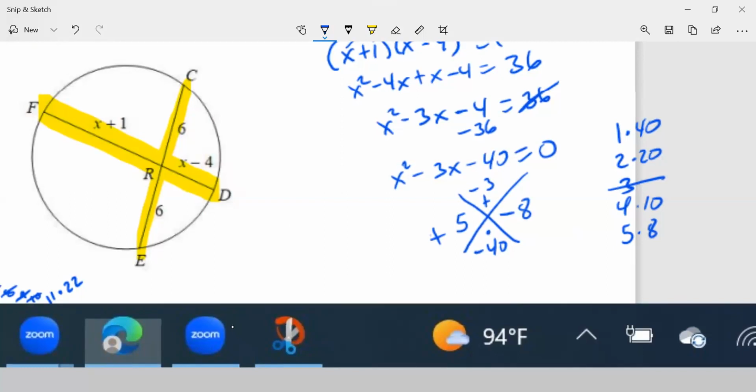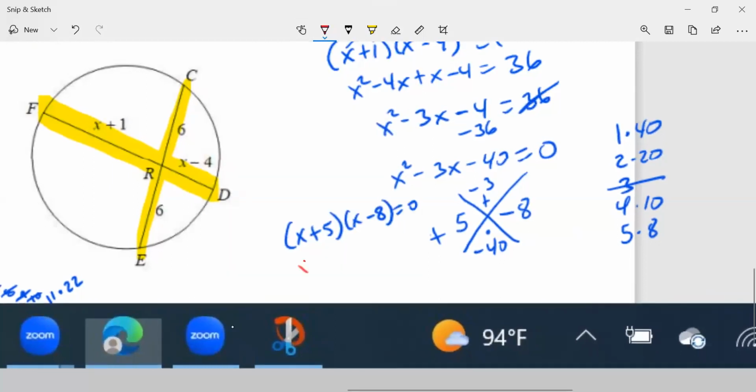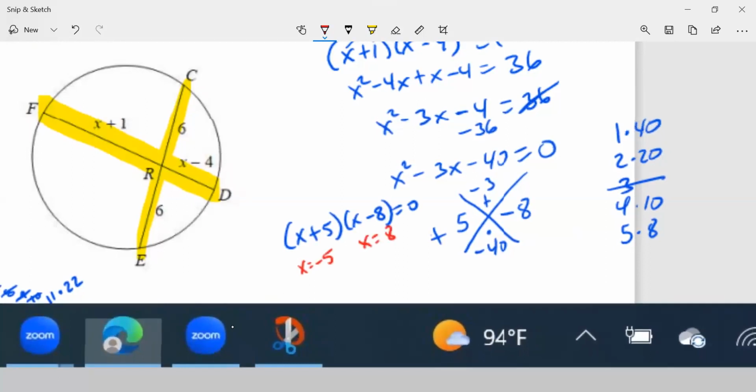So this breaks down to x plus 5, x minus 8 is equal to 0. So the values of x that will make that equal to 0, I'm going to say x is equal to negative 5 or x is equal to positive 8. Remember using opposite signs. x cannot be negative 5 because I'm going to get a negative result. So I'm going to say x equals 8 then.